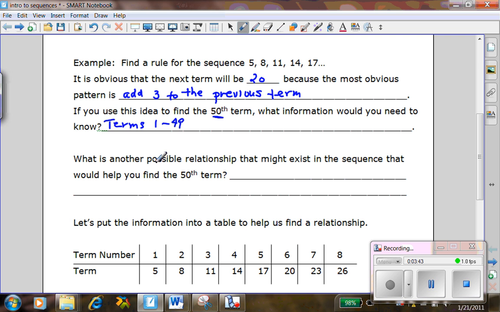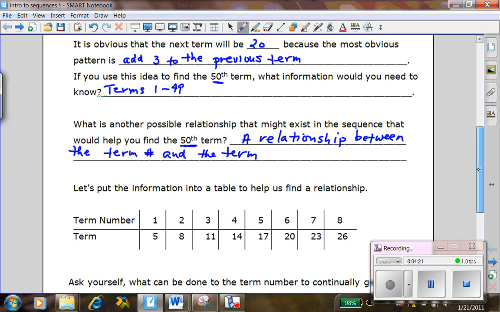So we want to look at what's another possible relationship that might exist in the sequence that would help find the 50th term. Well, if we could find a relationship between the term number, which in this case is 50, and the actual term. That's what we need to know between the term number and the term. So basically, we want to do something to the term number of 50 to get whatever that term is.